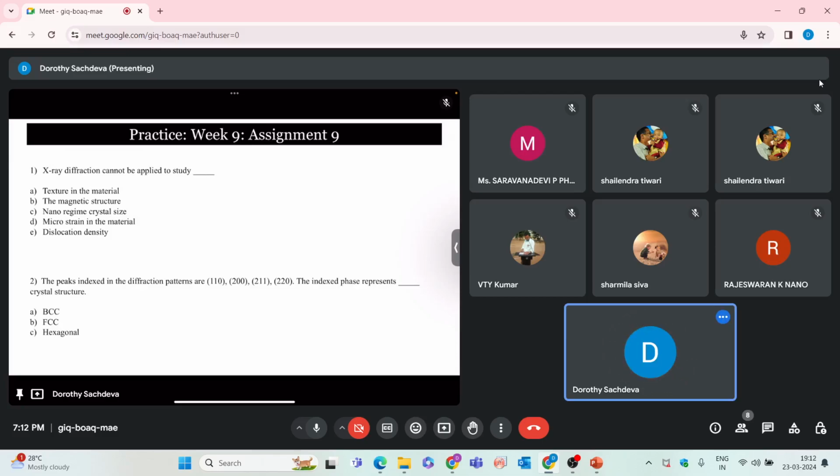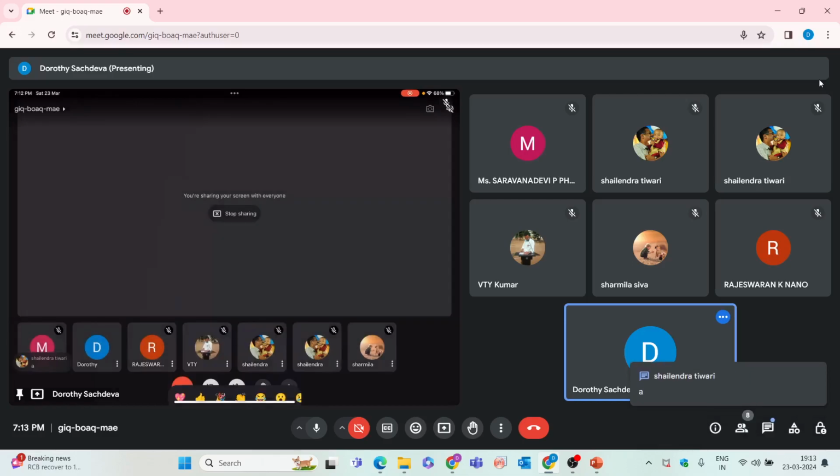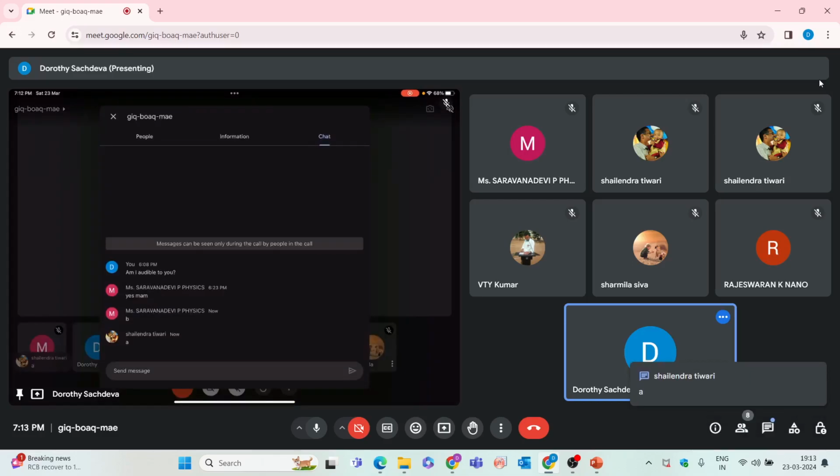So the first question says the X-ray diffraction cannot be applied to study the texture in the material, the magnetic structure, the nanoregime crystal size, microstrain in the material, or the dislocation density. Can anybody tell the answer? Can anybody try? X-ray diffraction cannot be applied. We have studied all the things which can be answered using this X-ray technique. Sarvana Devi says B and Shailendra says A. Let's see.